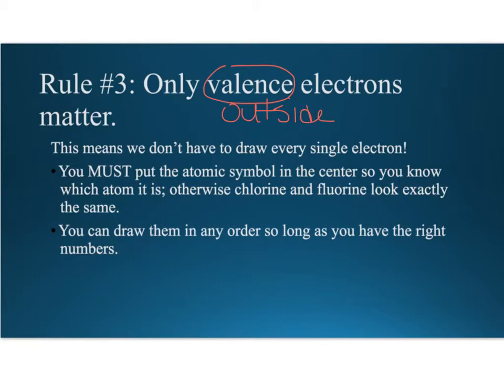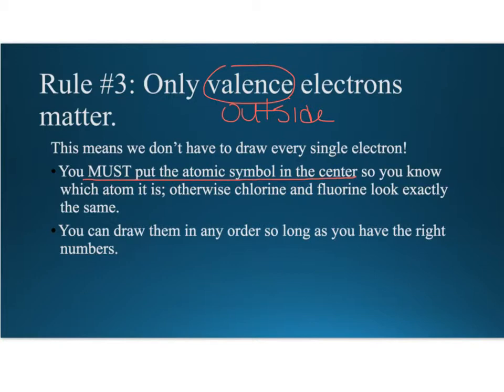It means we don't have to draw every single electron anymore. So for chlorine, which has 17 electrons, you don't have to draw all 17 dots. You don't have to draw the Bohr model, which looks like the circle. But there are a couple of things you do have to do. You must, I put it in capitals, must put the atomic symbol in the center so you know which atom you're talking about. Otherwise, chlorine and fluorine look exactly the same because they both have 7 valence electrons.